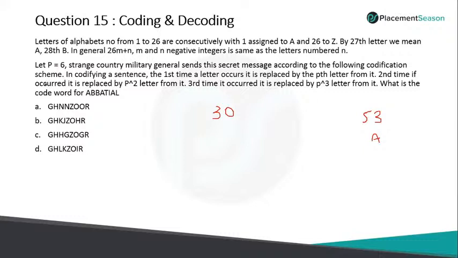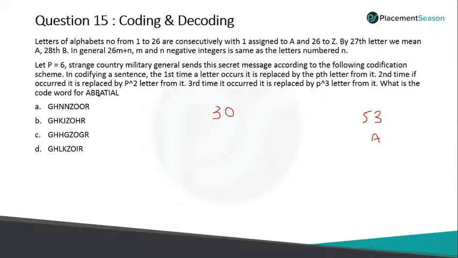Second time, if it occurred, it is replaced by the p square letter from it. It is talking about the same letter. If a letter comes first, it will be the pth letter, which means the sixth letter from it. If the same letter occurs the second time, it will be the square of it, right? Third time occurred, it will be the p cube letter from it, right?